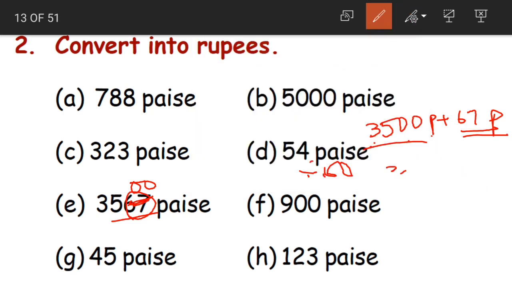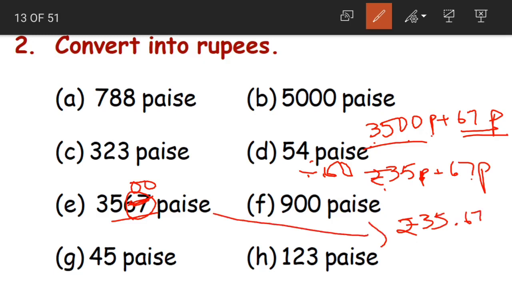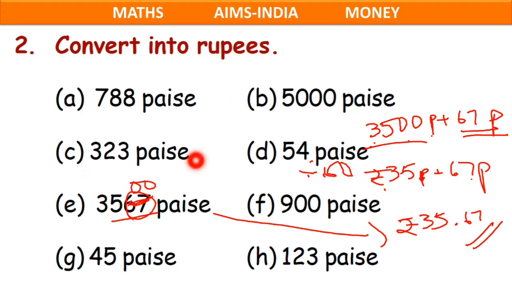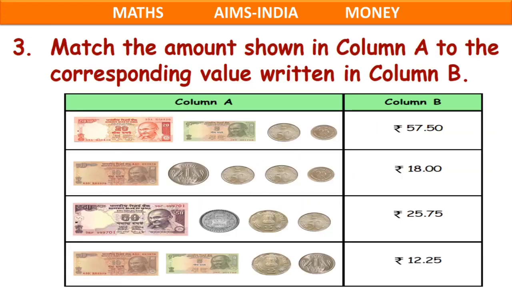Something is wrong with this pen today. 35 rupees plus 67 paise. When we write them combined, how will we write? We'll place a point between rupees and paise. So for this, the final answer is 35 rupees 67 paise. Clear children? I hope you can do the remaining problems right.